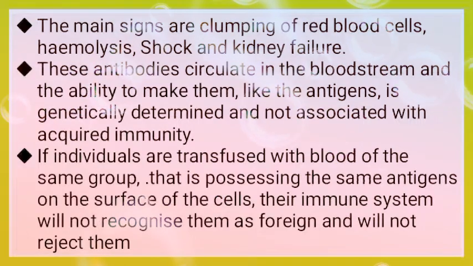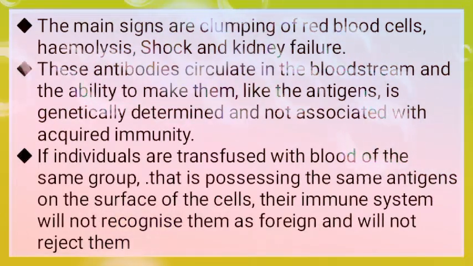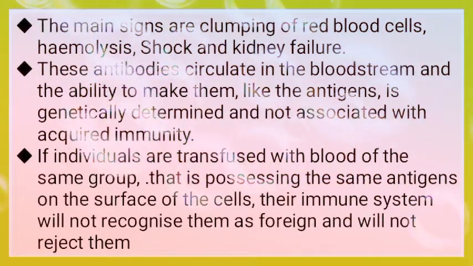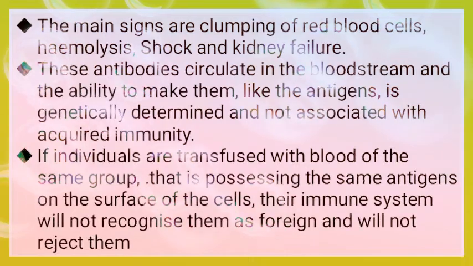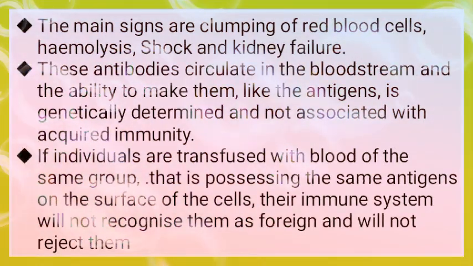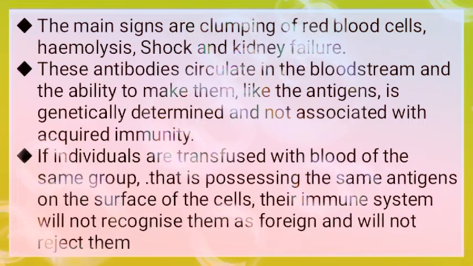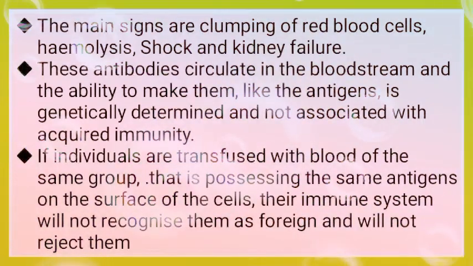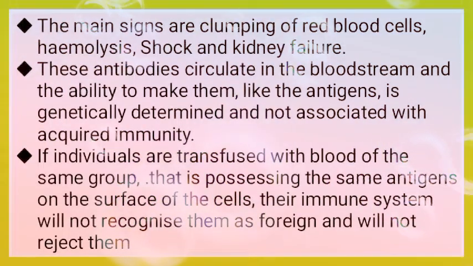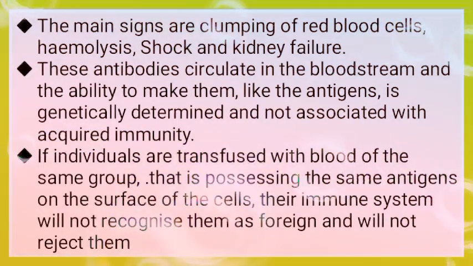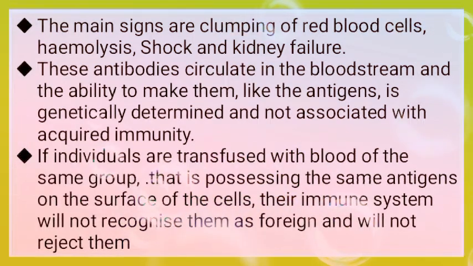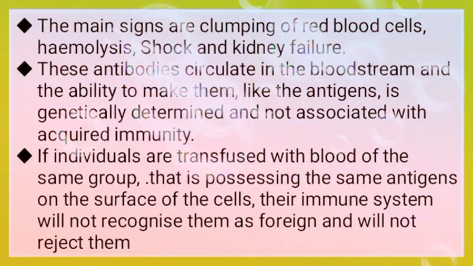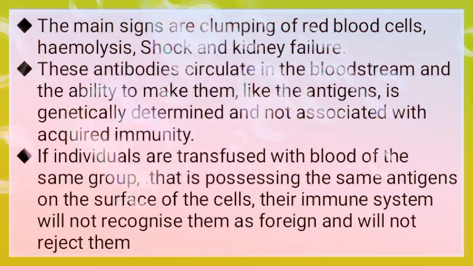So when the person receives blood from a different blood group, there will be signs of transfusion reactions. That can be the clumping of red blood cells. Hemolysis can take place, which is the destruction of the blood cells. Shock can result due to the reduction in the number of cells that results from the destruction of these blood cells. And we can also have kidney failure due to the agglutination and the clumping of blood that is going to happen due to the antibody-antigen reaction that is going to take place.